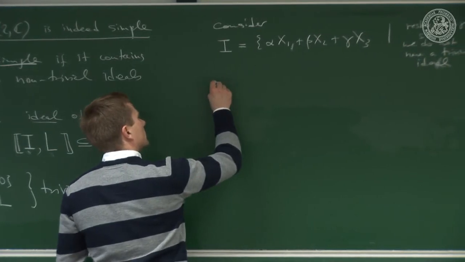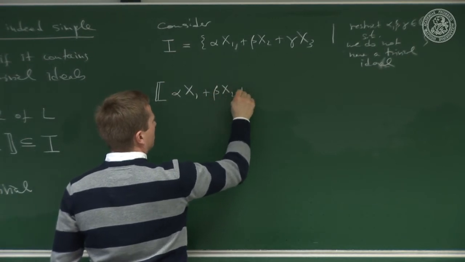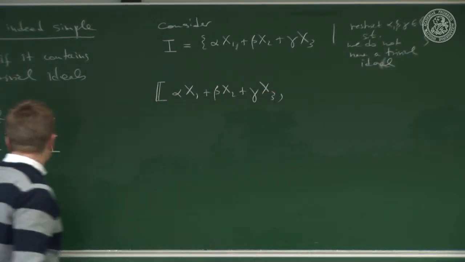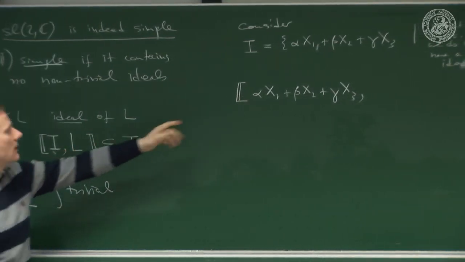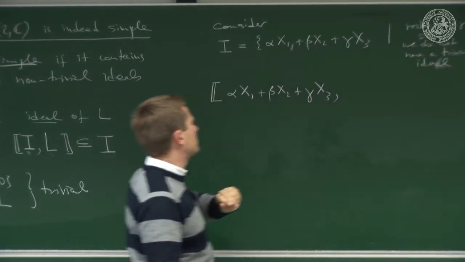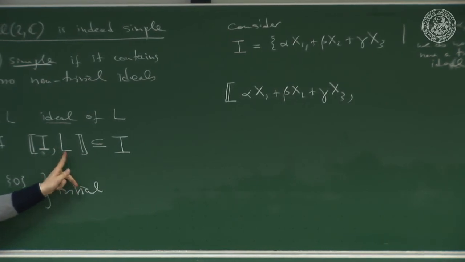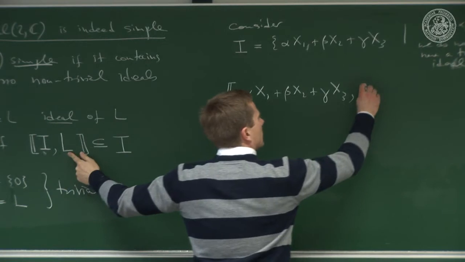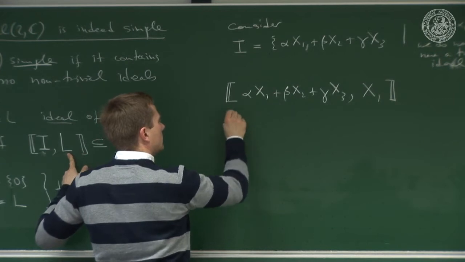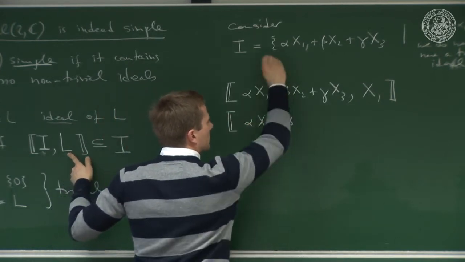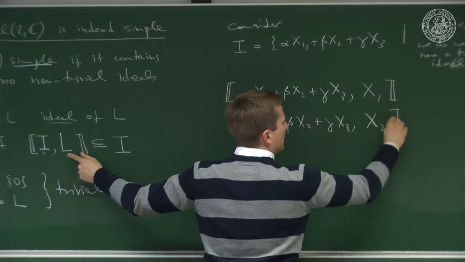Well, let's look at this. So we take this alpha x1 plus beta x2 plus gamma x3, and we need to check whether whatever element in L we take, we get again an element that lies in here for suitable restrictions. But because the bracket is bilinear, it's in particular linear in the second entry, so all we need to look at in consecutive order is how this general element from our would-be ideal I commutes with the three basis vectors.